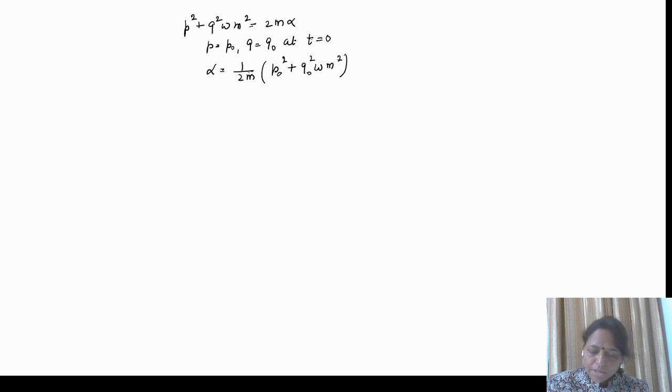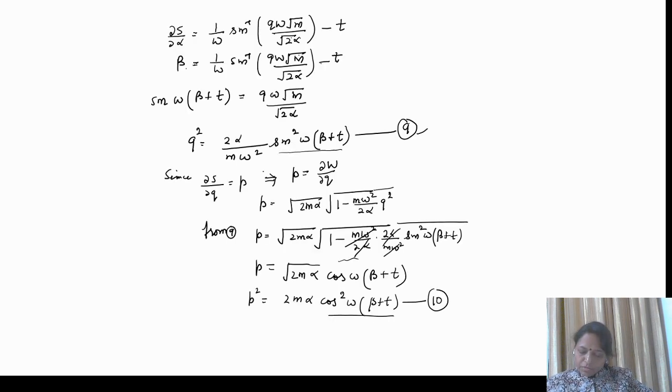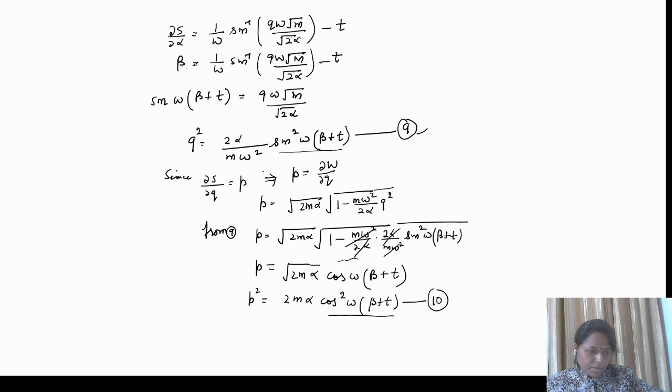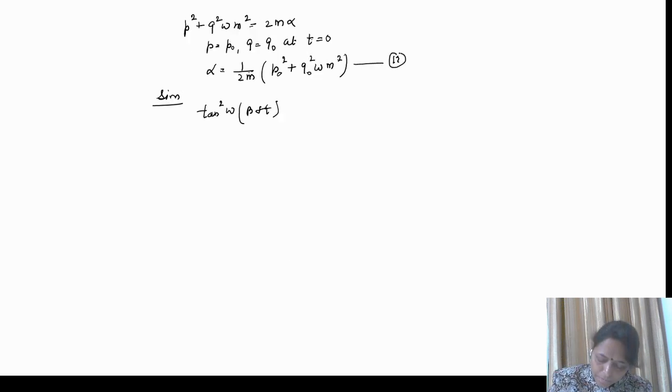Similarly we can find the value of beta also from these two relations, from 9 and 10. If I divide the two, I'll get tan square omega, and I'll get a relation like this. Its number is 11. Similarly, tan square omega beta plus t will be Q square omega square m square upon P square. So from here you can very well find your beta.